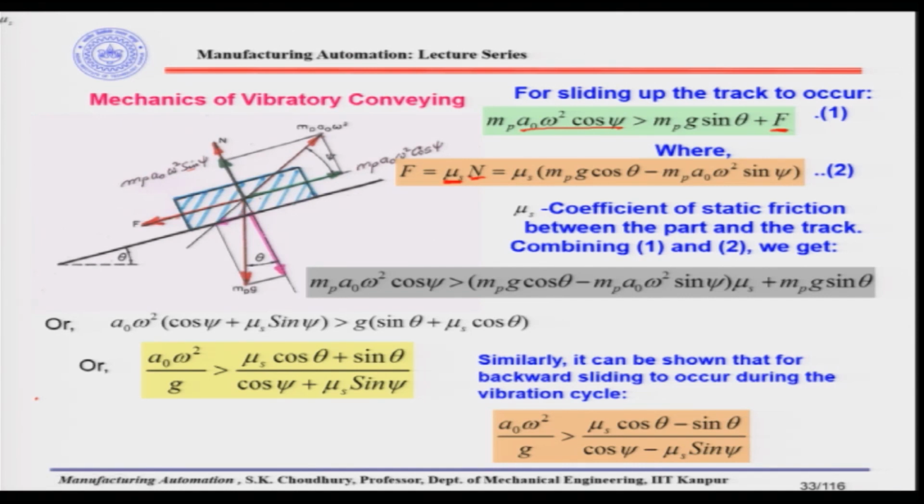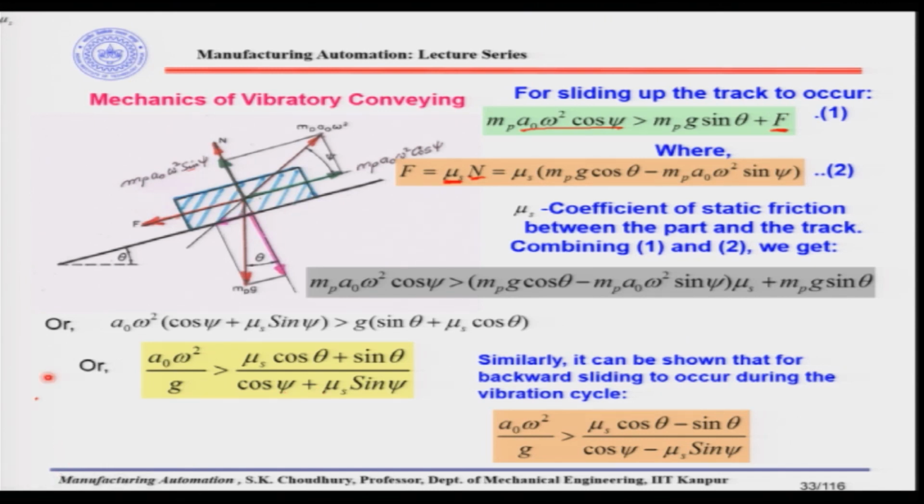Similarly, it can be shown that for backward sliding, that means whether the part is going up or going down. For going up, this is the condition that has to be satisfied, and you can show what the condition of these forces will be when the part is going down. It will be reverse: A0 omega square divided by g has to be more than mu s cos theta minus sin theta divided by cos psi minus mu s sin psi. So, these are the two conditions which are coming here.